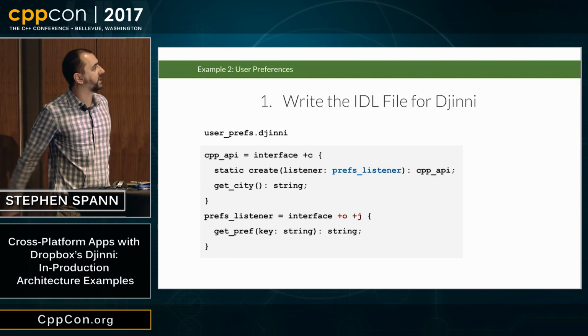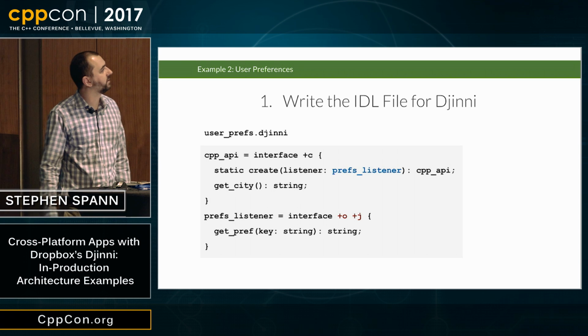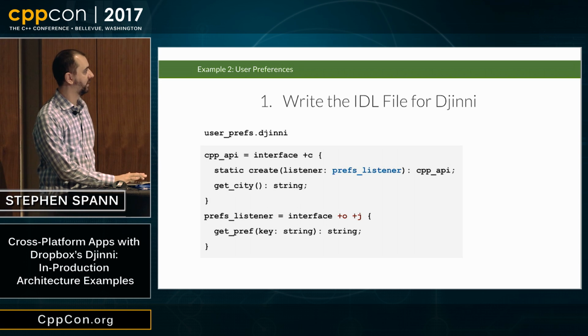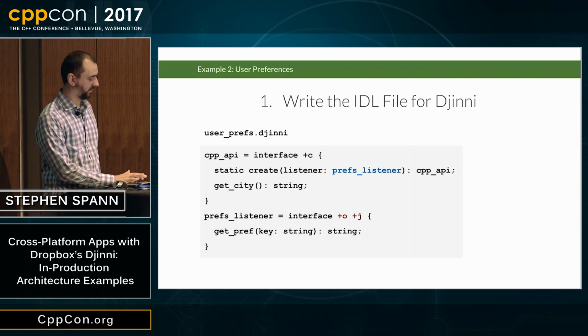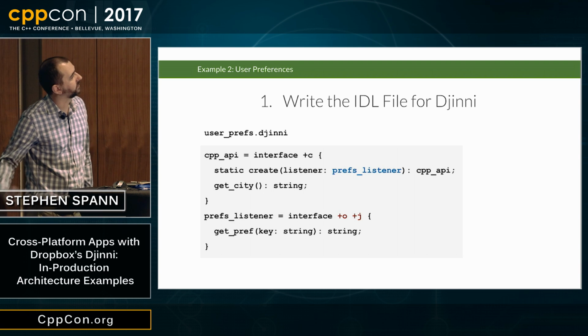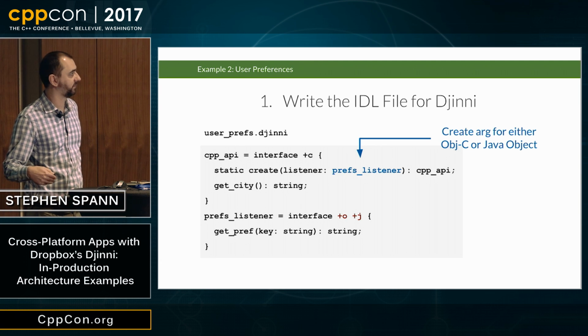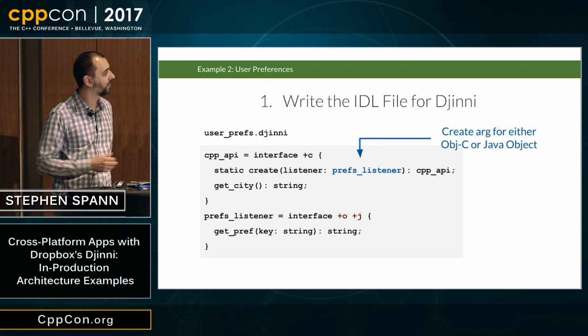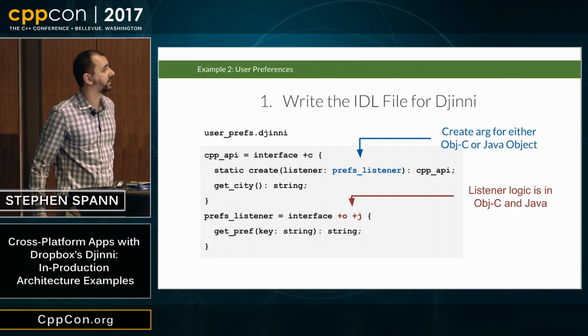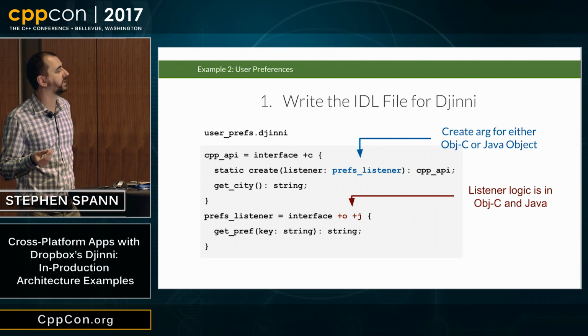So let's write our IDL file this time. There are a few different things to look out for here. We have two interfaces, first of all. We've added an argument to our create, the value of which is our listener. And our listener, we're telling Djinni to make it in different languages. So we're telling it to make an interface in both Objective-C and Java.